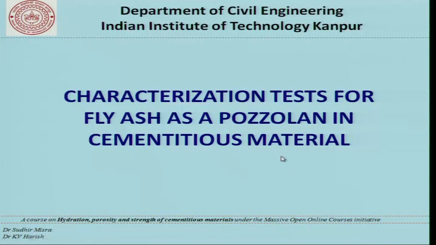Now, coming on to the next topic, which is characterization test for fly ash as a pozzolan in cementitious material. Now that we know that we get fly ash from different sources, we also know that the fly ashes have different physical properties. We also know that the fly ash has different chemical properties. Now, when it comes to use as a pozzolan in cementitious material or Portland cement based paste system, are there any specific test methods and requirements that have to be followed?